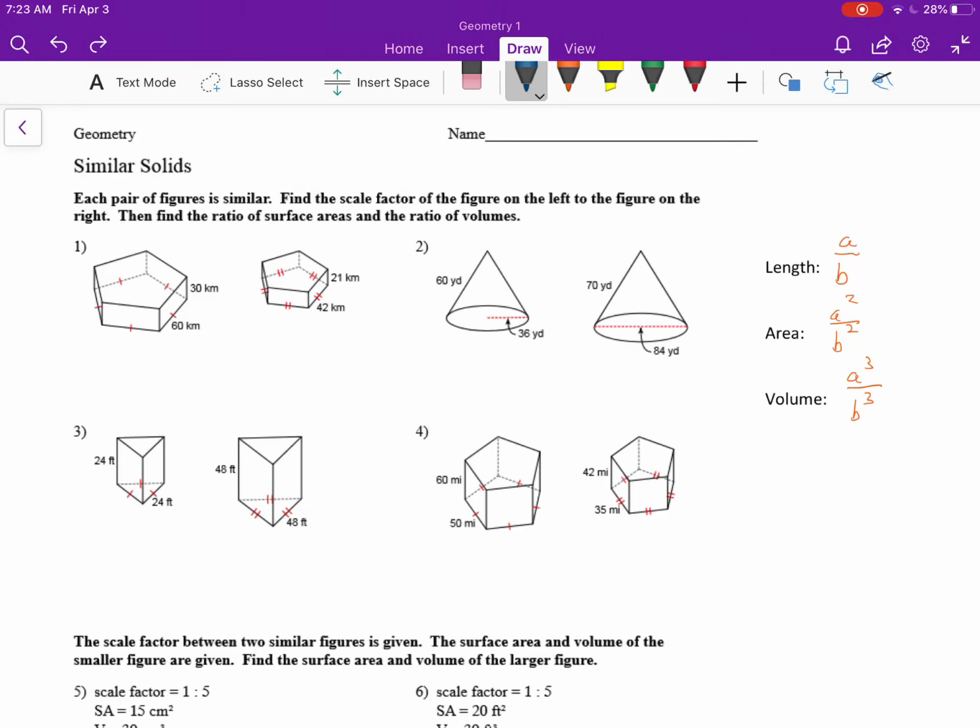We're now going to use what we just learned to solve some problems involving similar figures. So we have our information over here, our different ratios. Remember, the ratio of the lengths is called the scale factor. So we'll see that term some.